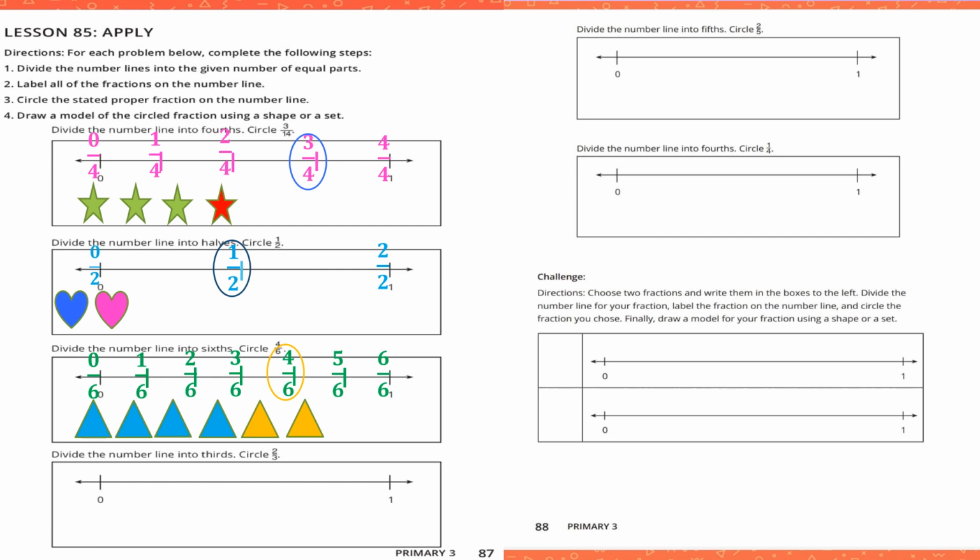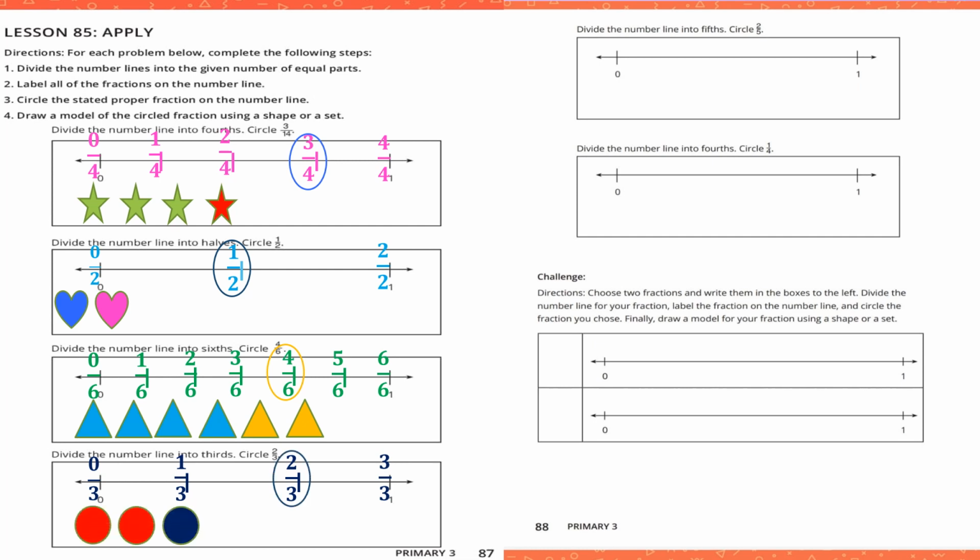The last one, divide the number line into thirds. Circle 2 over 3. Like the previous, thirds means 3 equal parts. Let's divide and label each dash. And finally circle 2 thirds.